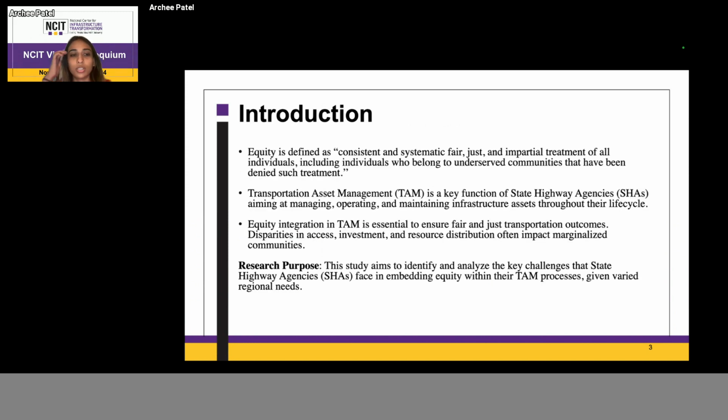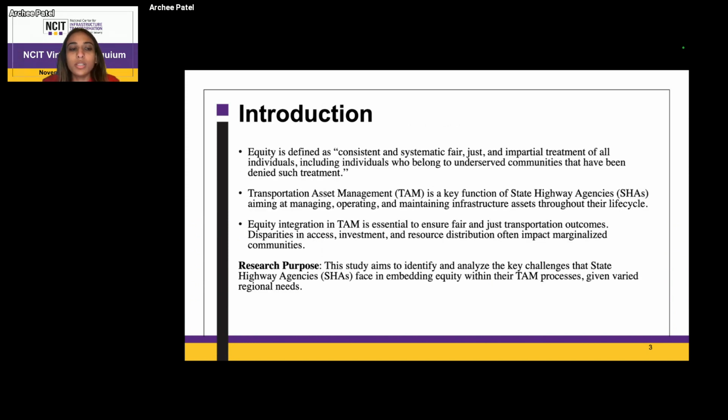Let's start with the introduction. What is equity? Equity in this context is defined as the consistent and systematic, fair, just, and impartial treatment of all individuals, including underserved communities who have been denied equitable treatment. TAM, which is Transportation Asset Management, plays a central role in managing, operating, and maintaining infrastructure assets across the life cycle. By integrating equity into TAM, state highway agencies can make sure that transportation outcomes are fair, just, and impartial.